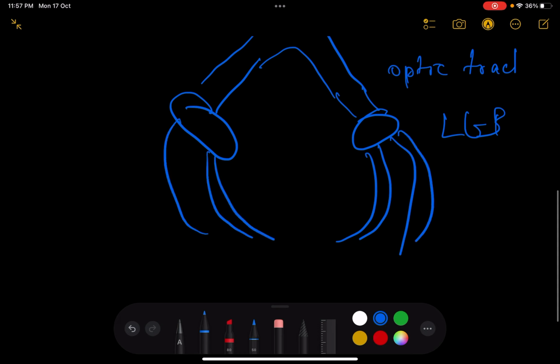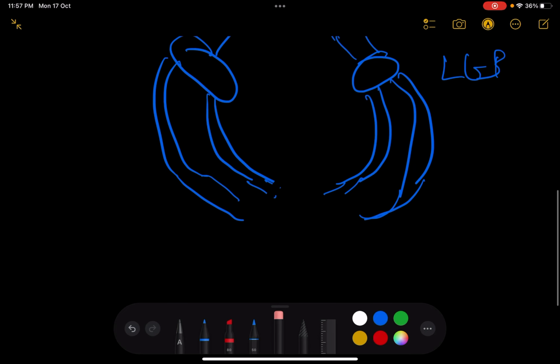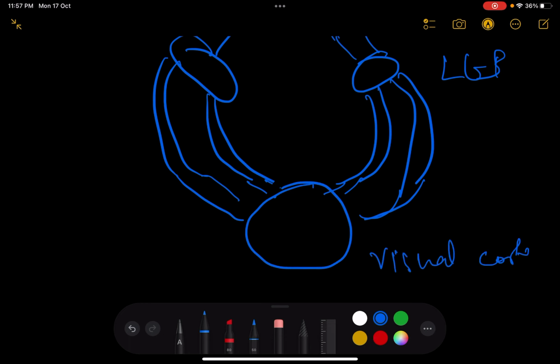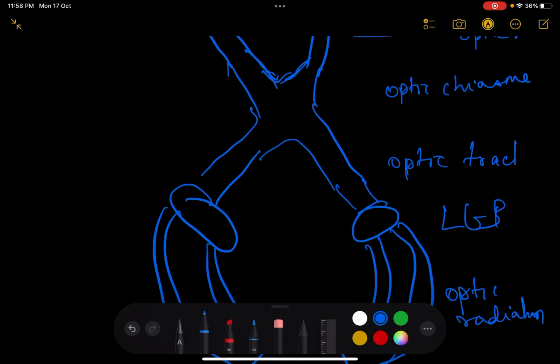From there the optic radiations, the superior and inferior radiations, go to the visual cortex. And here these are the optic radiations. So far so good. Now let's talk about the fibers that are present.